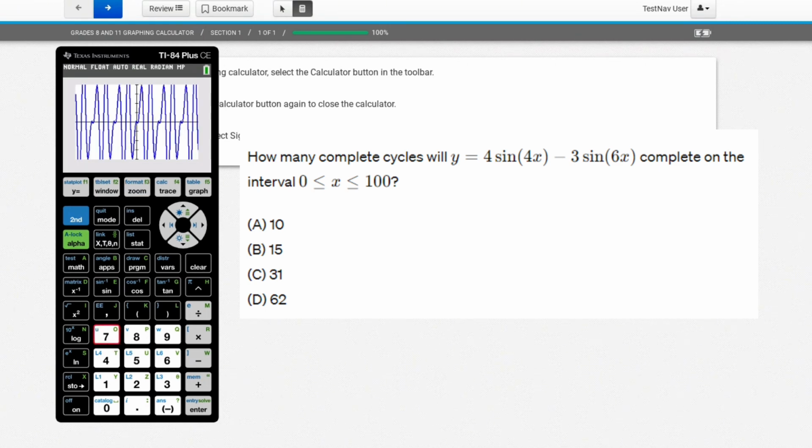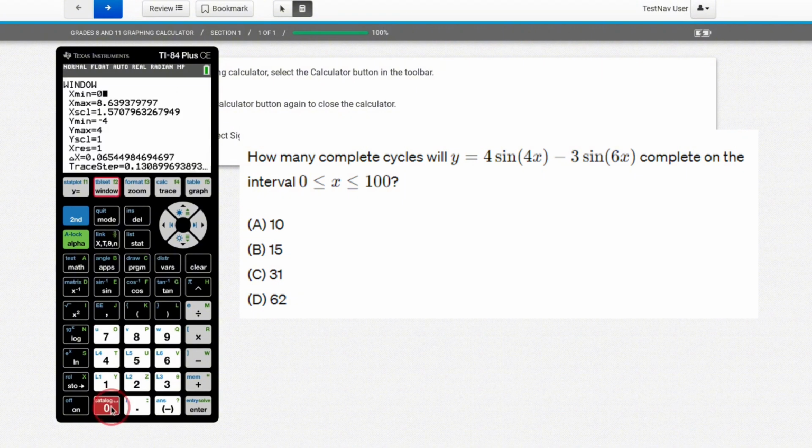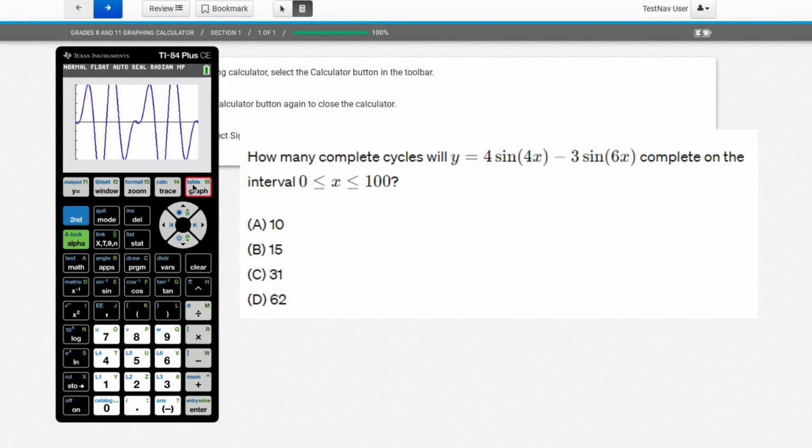Okay, I hated that. I hated that a lot. So why don't I not do that, and why don't I change the window from 0 to, let's do 2 pi, just to see what happens. Maybe that window is not good enough. A lot of what we're doing is seeing a window that works for us. That is much better.